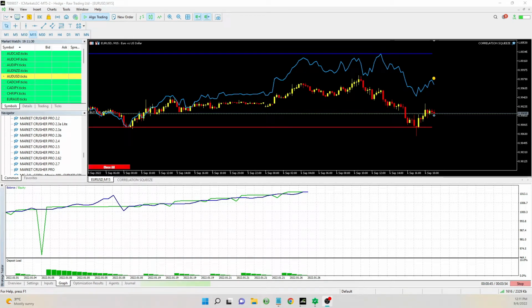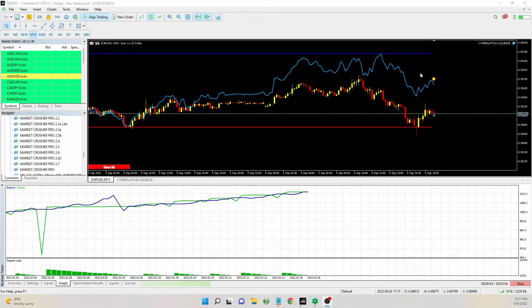Before, we were using a moving average where if one symbol was on one side of the moving average and the other one was on the other, and there was a gap between the two, we would take a trade to close the gap. What we've created now is an overlay indicator built into the expert advisor.